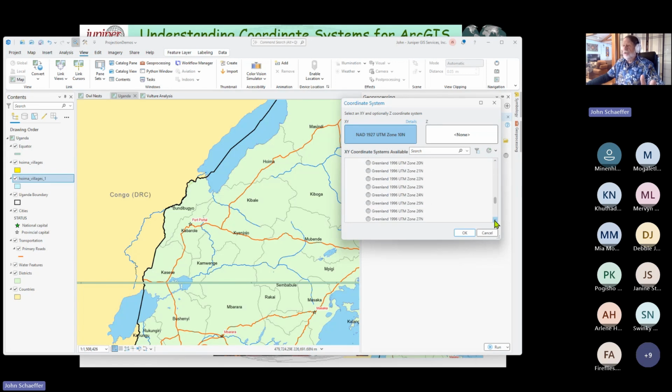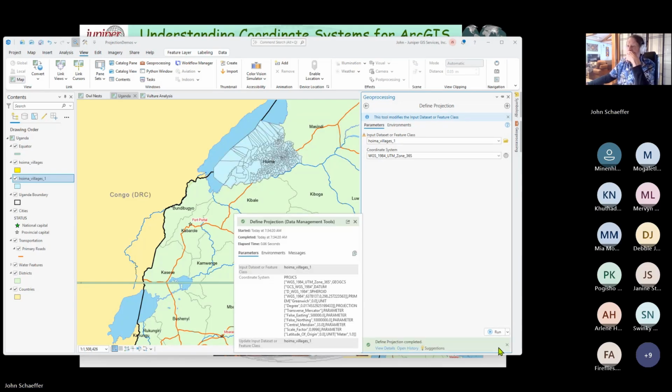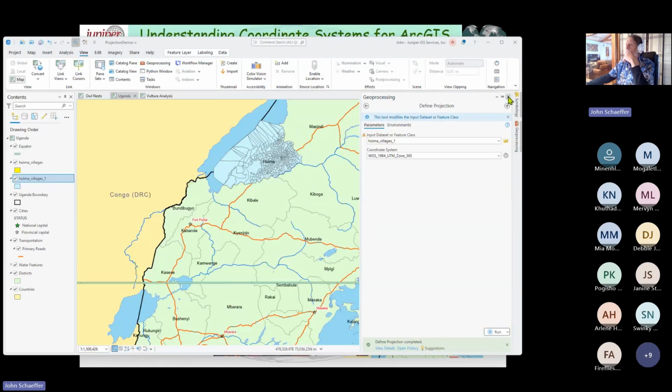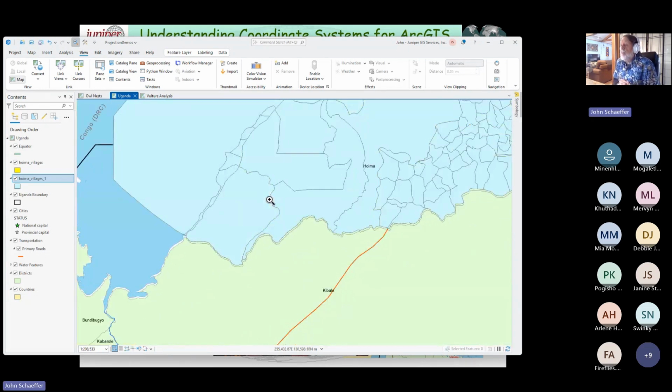And boy, I don't know why all of these are stretched out. Okay, WGS 84, Southern Hemisphere, and we're 36 south. Okay. And I'll say okay, and I'll run. And boom, dropped right in place. Okay, so this was somewhere along the line, the name for the coordinate system was wrong.